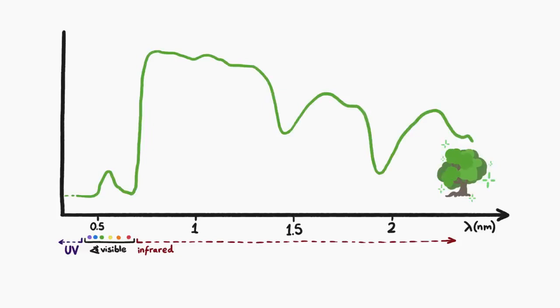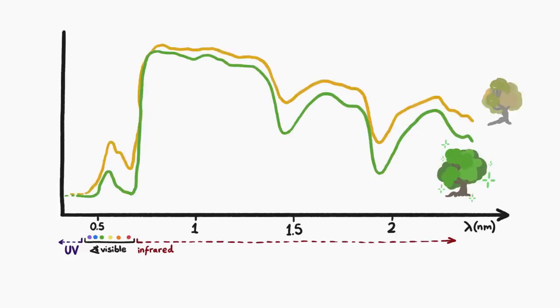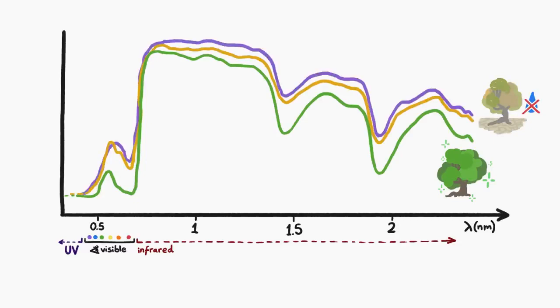Like an oak tree is supposed to have a fingerprint like this. If it has a fingerprint like this, it's drier than it should be, suggesting drought. If it has a fingerprint like this, it's having trouble photosynthesizing. It probably has a disease.